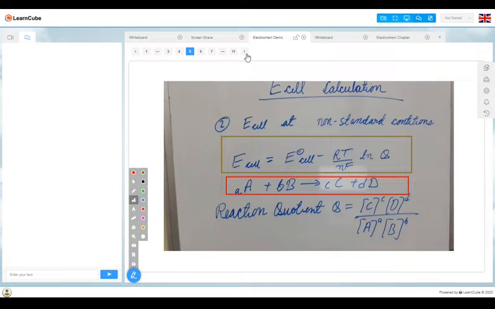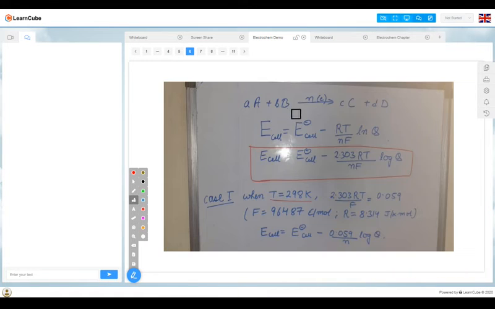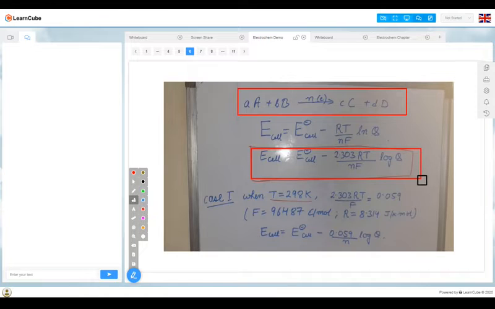Okay, so we'll see how we'll apply this equation, the Nernst equation. Here the cell reaction is written where n is the number of electrons exchanged. For example, in oxidation n electrons are released, in reduction n electrons are gained in a chemical reaction. So E cell is E naught of cell minus RT by nF ln Q. This ln is the natural logarithm. To convert it to common logarithm, we multiply by a factor of 2.303. So this is my final Nernst equation.